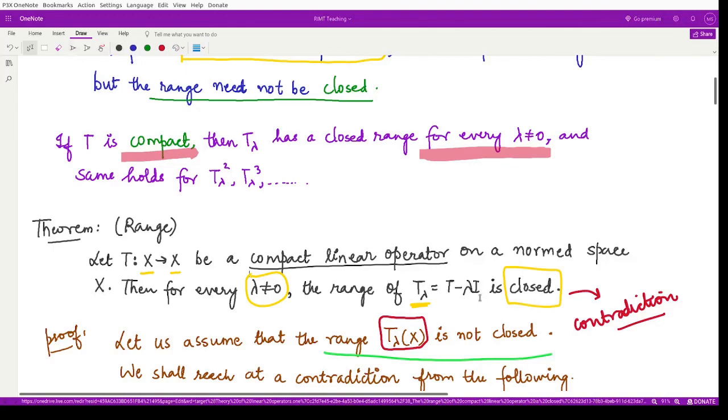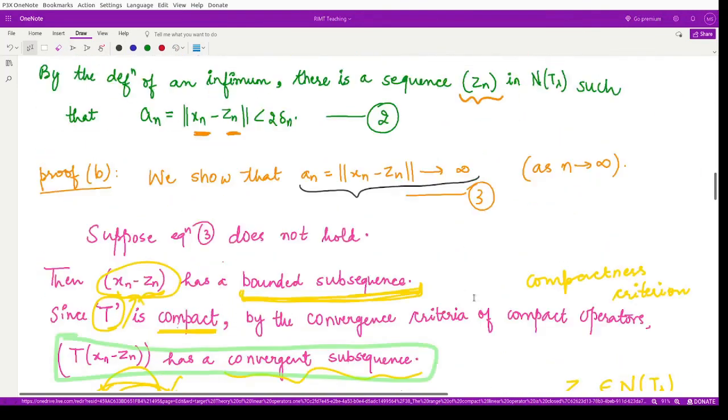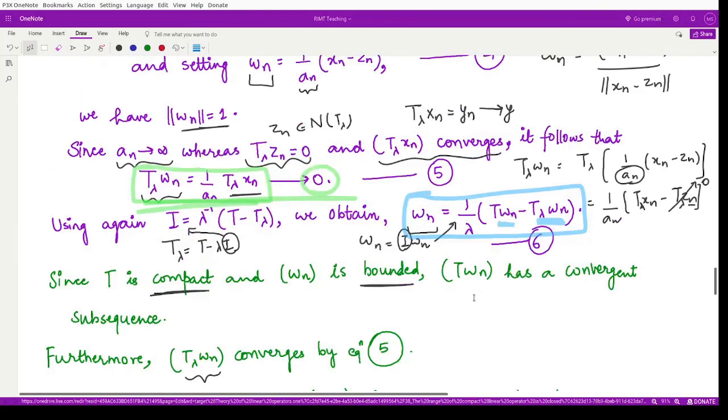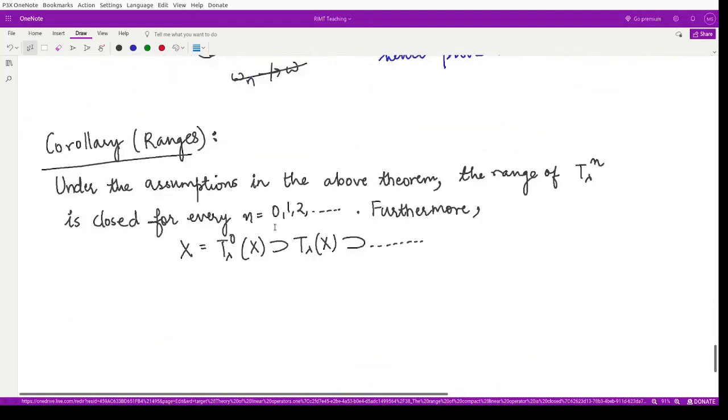Parallel to this, we have a corollary which defines this result. The corollary states that under the assumptions of the theorem, that means T has to be a compact operator and lambda has to be a non-zero complex number, the range of T lambda n, where n could be 0, 1, 2. If it is 0, it is the identity operator. In case of 1, this is T lambda only. In case of 2, this is T lambda square only. So the range of each of these operators is closed.